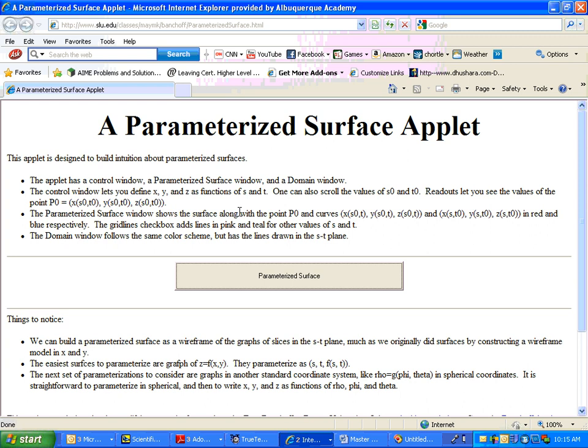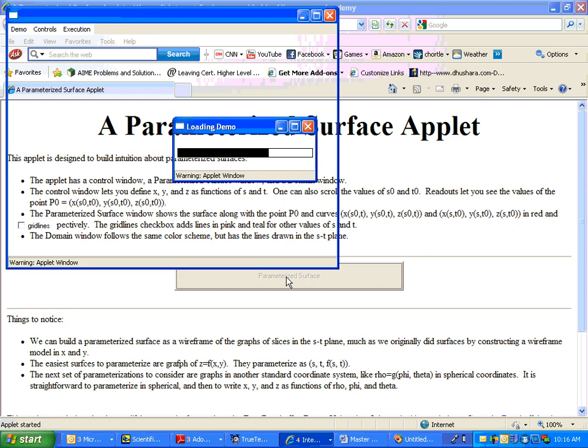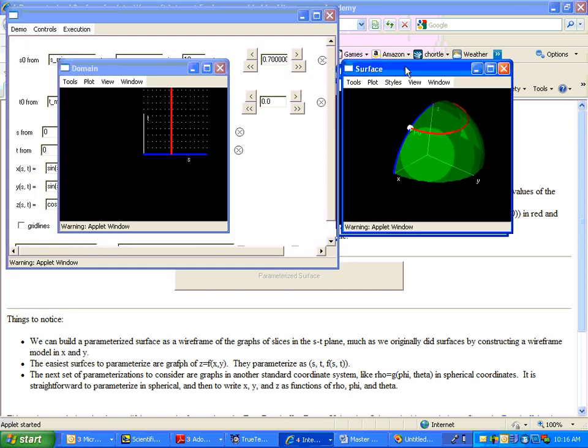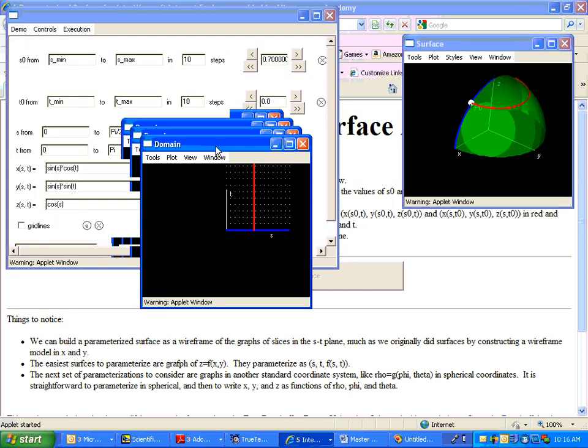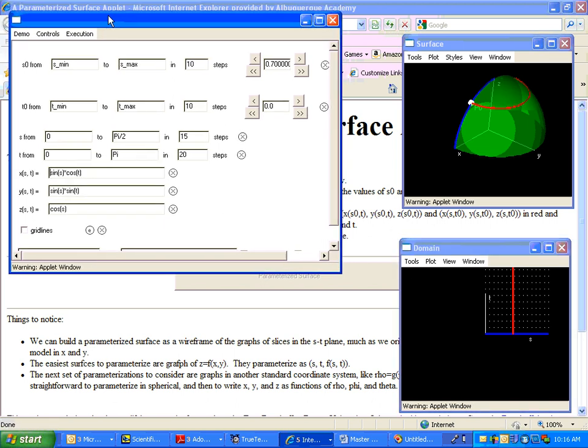I want to show you a brief intro to this parametrized surface applet that we were going to work on in class, but didn't have time. This is where you get, if you click from the Moodle page and then click on this to get the applet going, it brings up three different windows: the actual surface that you're trying to plot, the domain, which I'll explain in a minute, and then the controls.